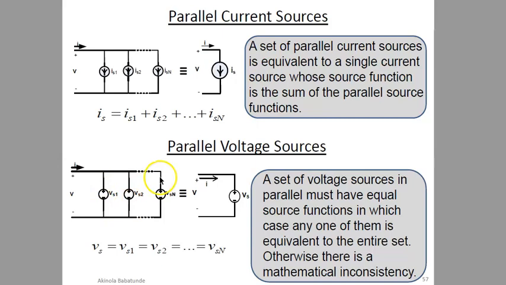Again, we have the parallel voltage sources. When we have parallel voltage sources, this simply means that the equivalent voltage source will be equal to one of these. We expect that the voltage sources will be the same. So VS1 is going to be equal to VS2, it's going to be equal to VSN, and that will be equal to VS, which is going to be the equivalent voltage source. All right, please pay attention to these. A set of voltage sources in parallel must have equal source functions, in which case any one of them is equivalent to the entire set.